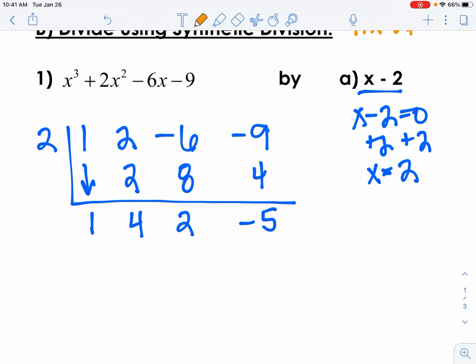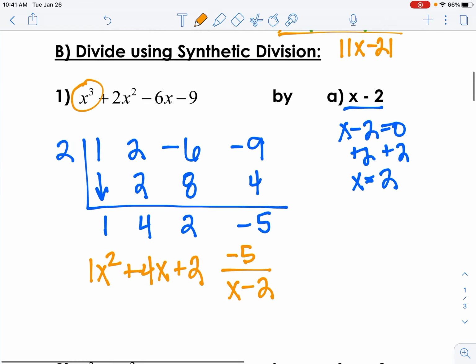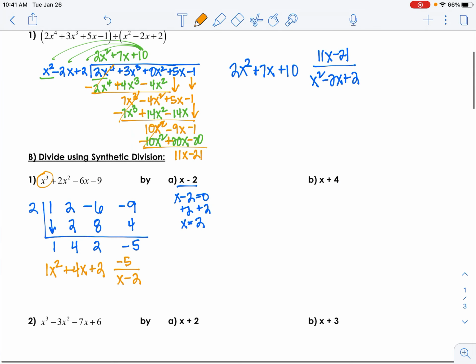Okay, now we use these numbers below to write our answer. Okay, we always start 1 degree less than our original. So this will be 1x squared plus 4x plus 2. Then that negative 5 is our remainder, so that goes over top of the x minus 2.